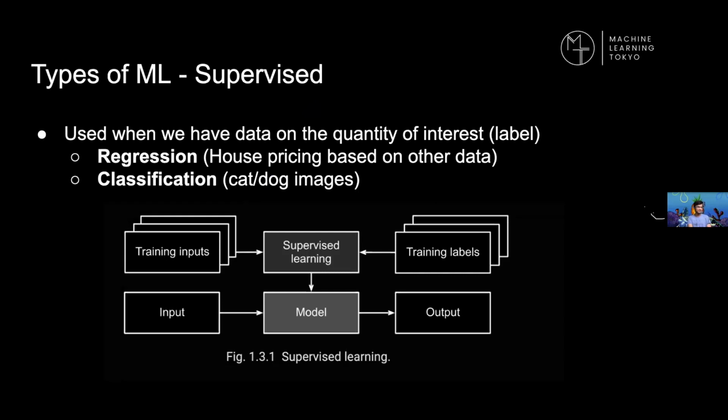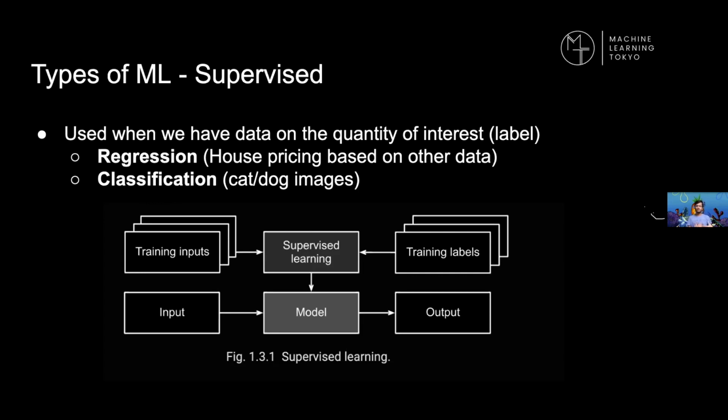So what is supervised learning? This is when we have data on the quantity of interest, so labels. For example, if you're doing regression, then you might have housing prices based on the data set. So you have some houses, you have some features of those houses, but you also have what the prices of those houses are, right? And this price is what you want to predict. So you do have the ground truth values, and using those ground truth values, you can train your machine learning model.